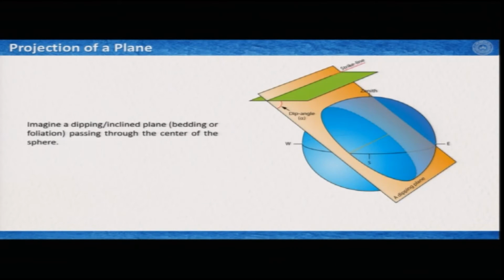Let us have a look at how to project a plane on the stereo net, or what is the basis of projecting a plane on the stereo net. It is very similar to the way we projected the line, but because it is a plane, it involves a little complexity. But first, let us define the plane. In this diagram, what do we see? We have this blue sphere, the zenith is there, then this is your equatorial plane. And we have a plane which is orange in color here and inclined, and also we have a green horizontal plane.